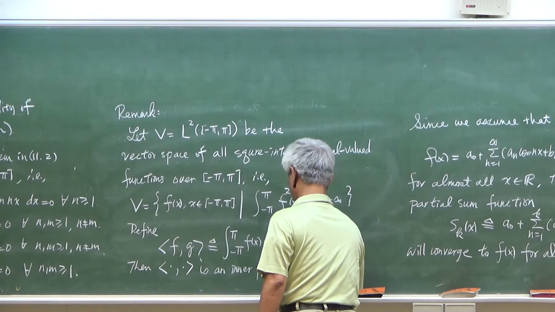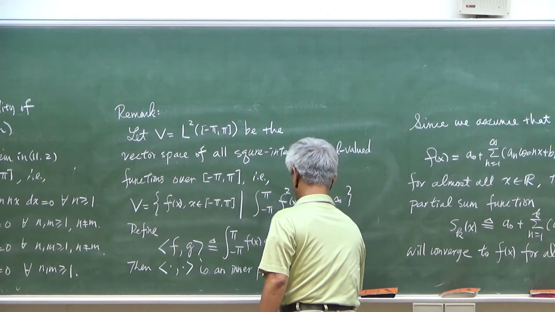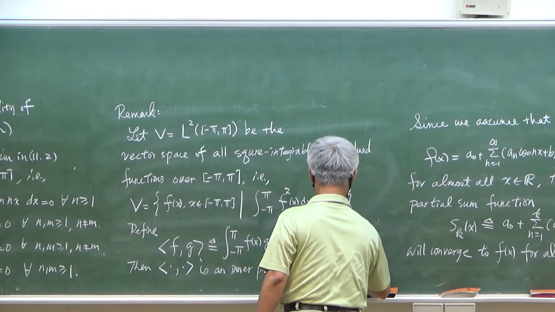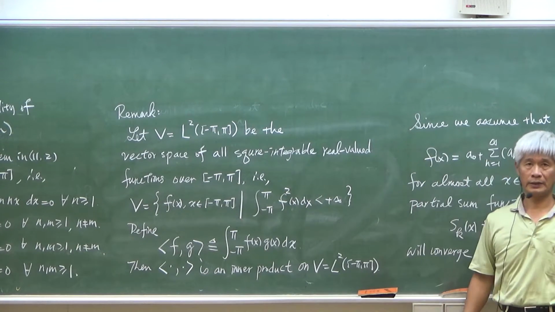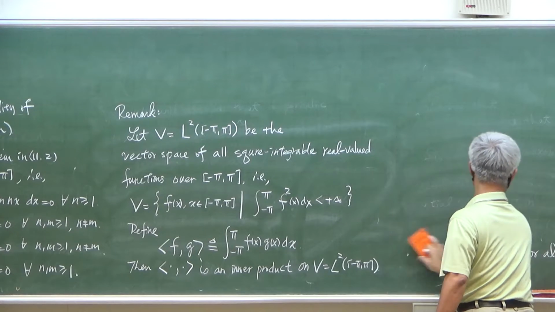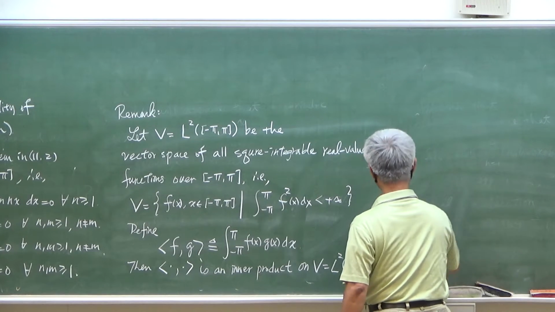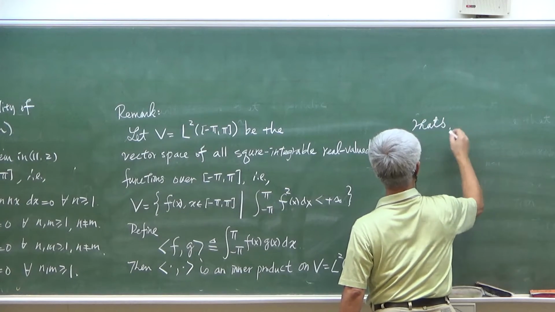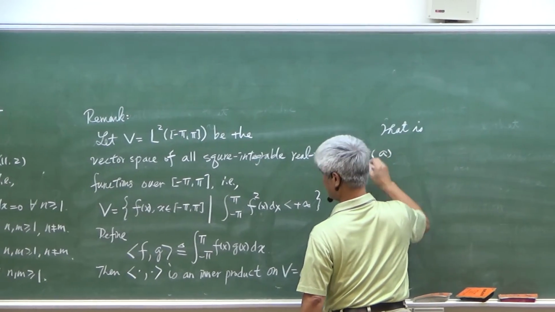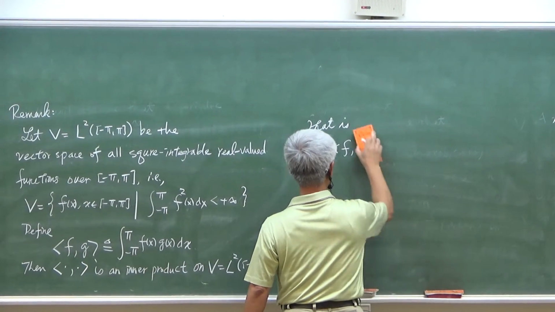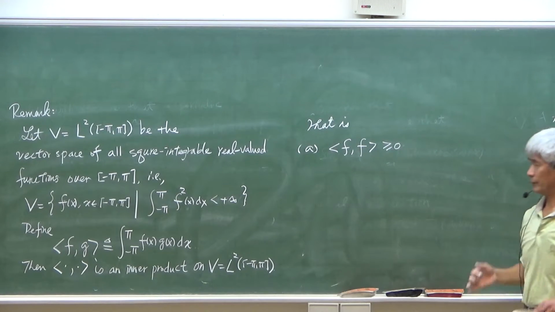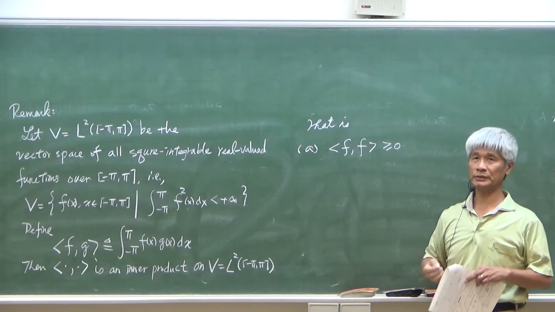So it becomes an inner product on V. That is, A: the inner product of f with itself is greater than or equal to 0.